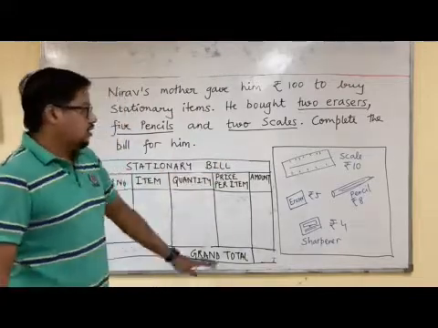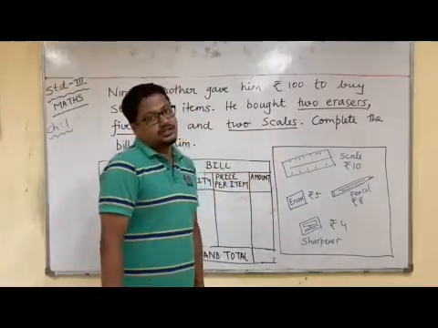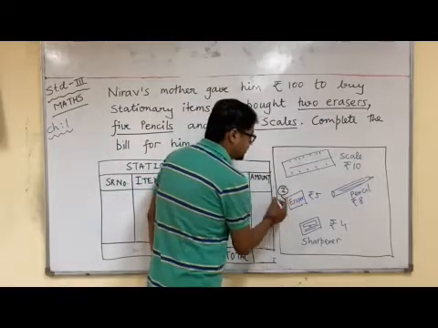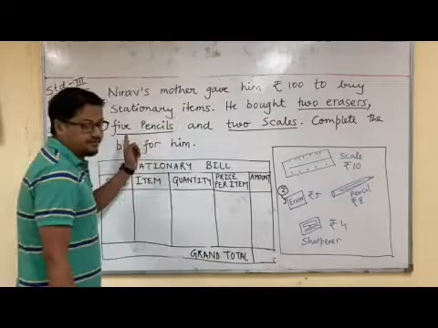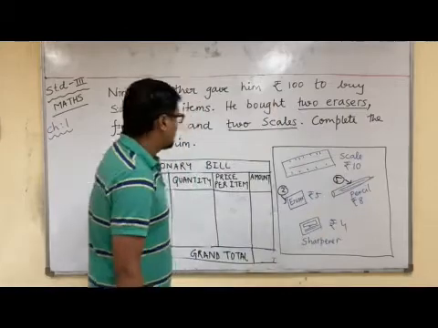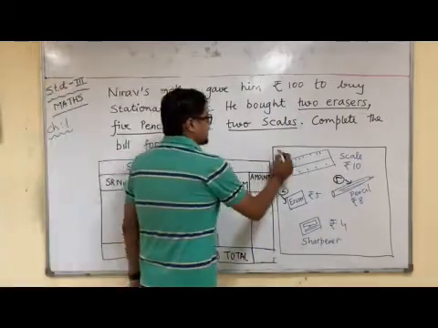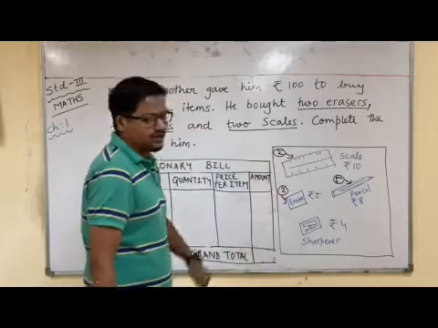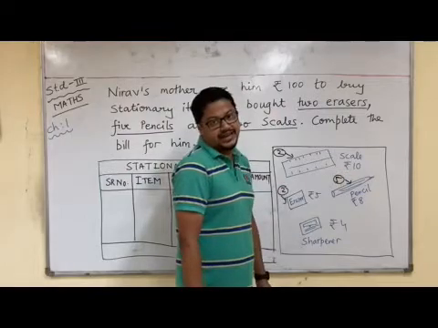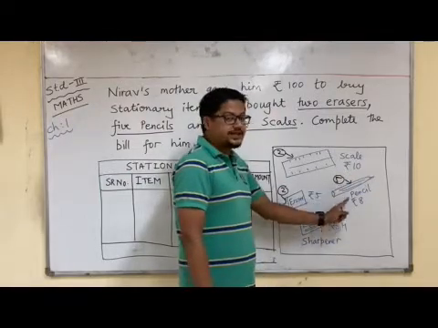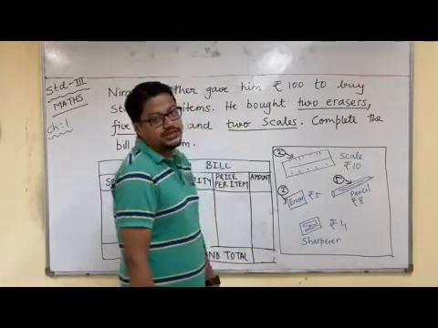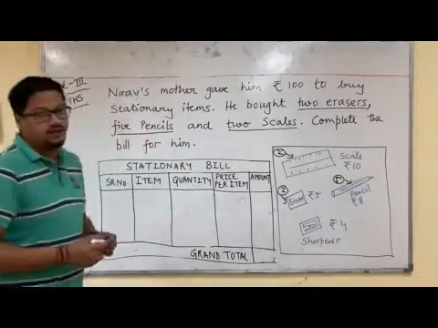Now, these are all the products that are available in stationery. Neerav bought 2 erasers, 5 pencils and 2 scales. He did not buy the sharpener. Now, what is the cost of each scale, students? Rupees 10. What is the cost of each pencil? Rupees 8. What is the cost of each eraser? Rupees 5. So we have to calculate the bill for Neerav.